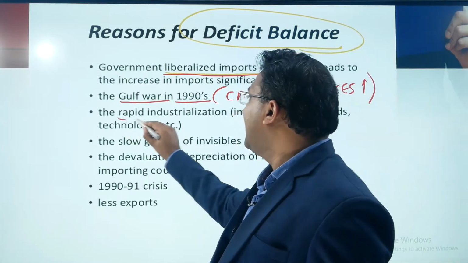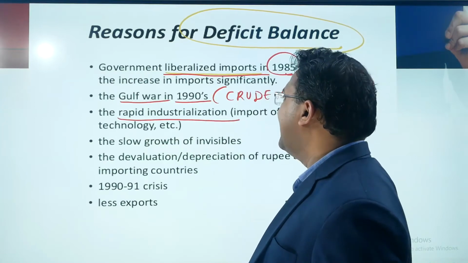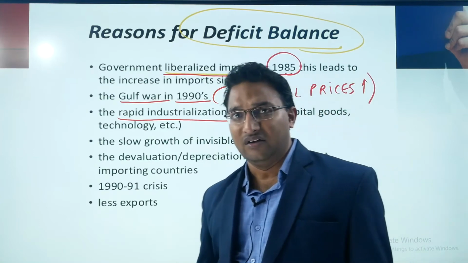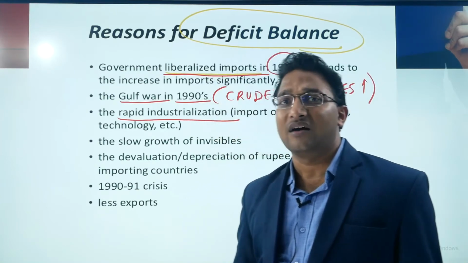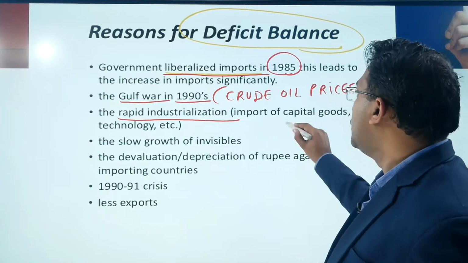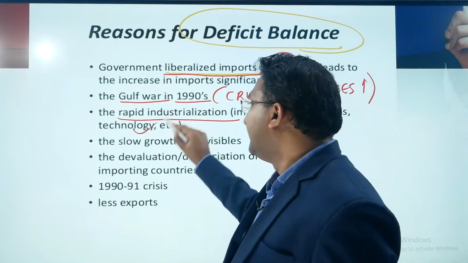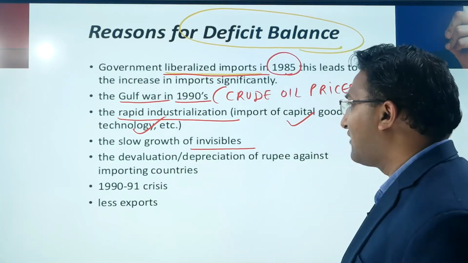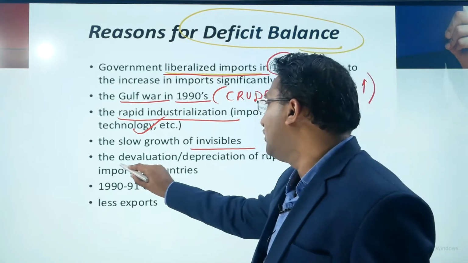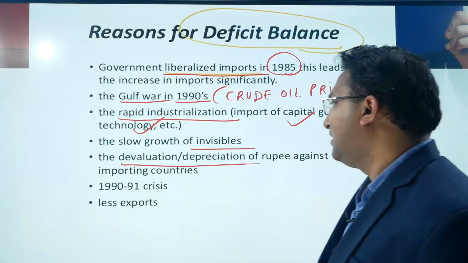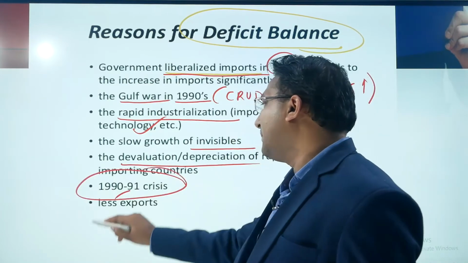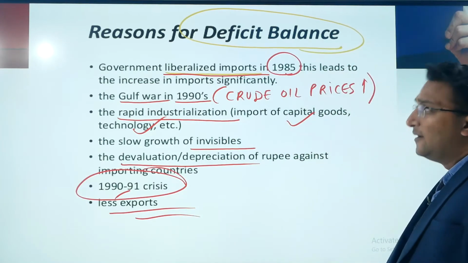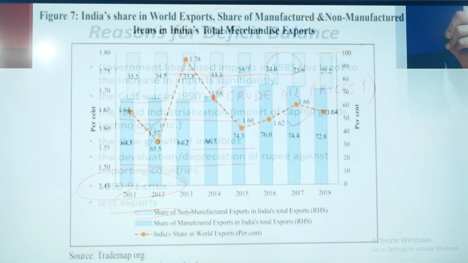Then there was rapid industrialization. India was on the path of industrialization after 1991. We liberalized and privatized our industries. Because of that, there was huge import of capital goods and technology. The invisibles were slow in growth because our country did not have skilled manpower. Then there was devaluation and depreciation of the rupee against the importing countries. Finally, in 1991, the crisis happened and even the exports were low. All these are the reasons for the historical deficit balance in India.